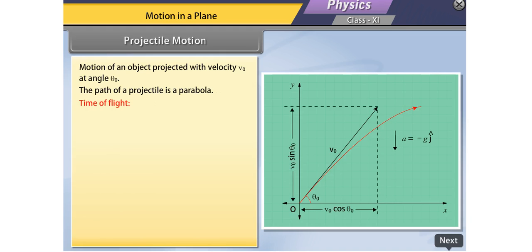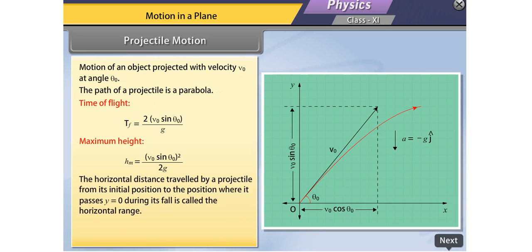Time of flight of a projectile is Tf equals 2 v naught sine theta naught divided by g. Maximum height of a projectile is Hm equals (v naught sine theta naught) squared divided by 2g. The horizontal distance travelled by a projectile from its initial position to the position where it passes y equals 0 during its fall is called the horizontal range. Horizontal range of a projectile is given by v naught squared times sine 2 theta naught divided by g.